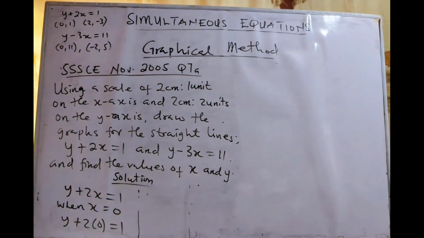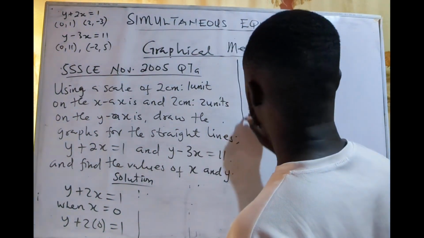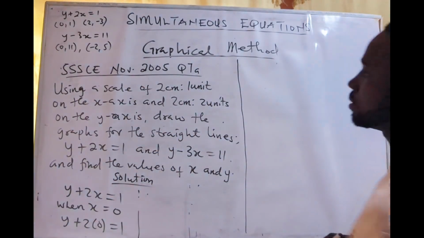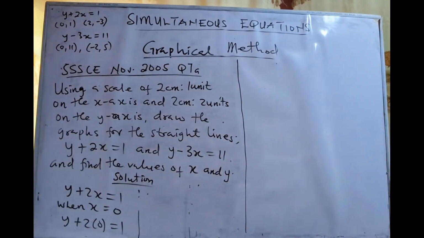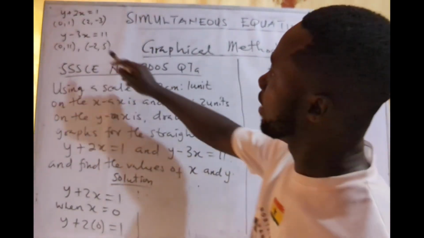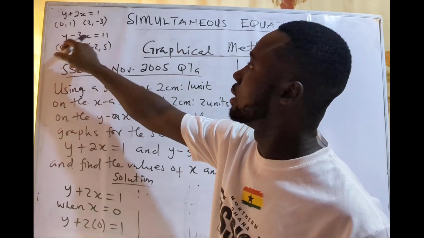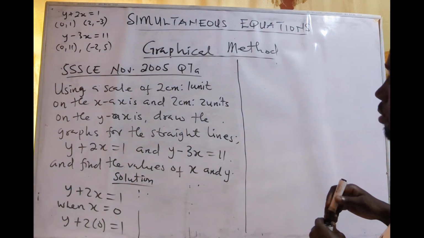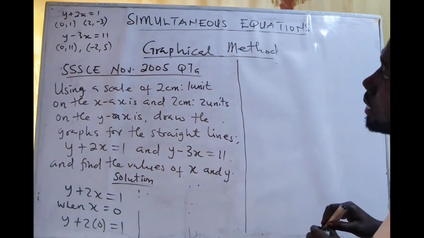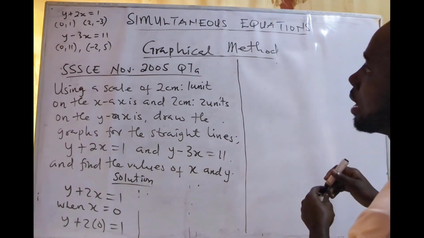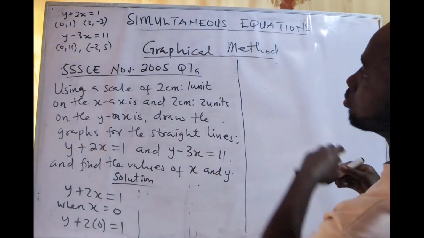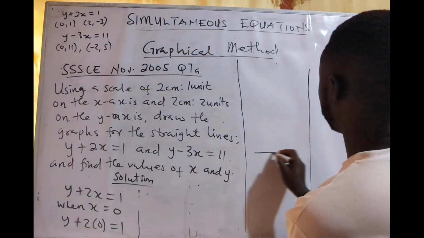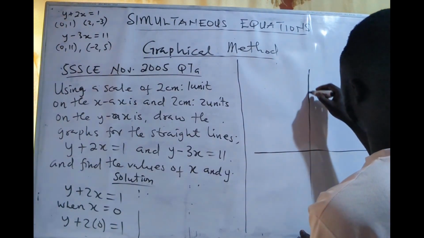All right. Okay, so let's get our scale, using a scale of 2 cm to 1 unit on the x-axis and 2 cm to 2 units on the y-axis. So let's look at our points here. We are drawing 0, 1; 2, negative 3; and then 0, 11 and -2, 5. So we are using 2 cm to 1 unit on the x-axis, and then on the y-axis we are using 2 cm to 2 units. You have to draw it in such a way that you get your values.